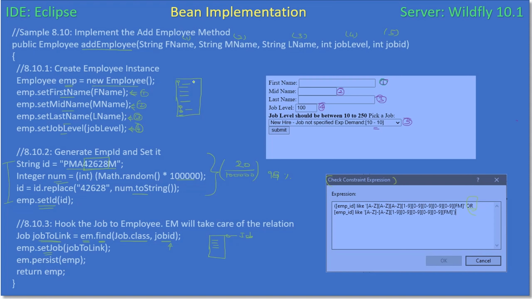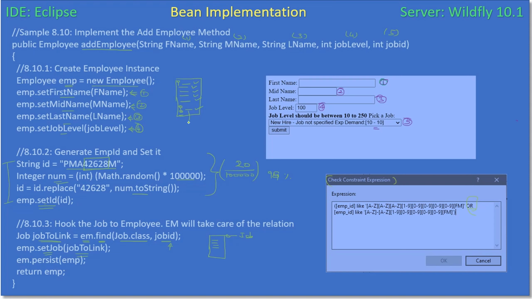Then this job to link, we are setting it to the emp. So all fields are now ready. The ID field, then other fields which are fed from the form, then the link which we find here based on the job ID, and we populate the entity job, and then we are setting that to the job to link.